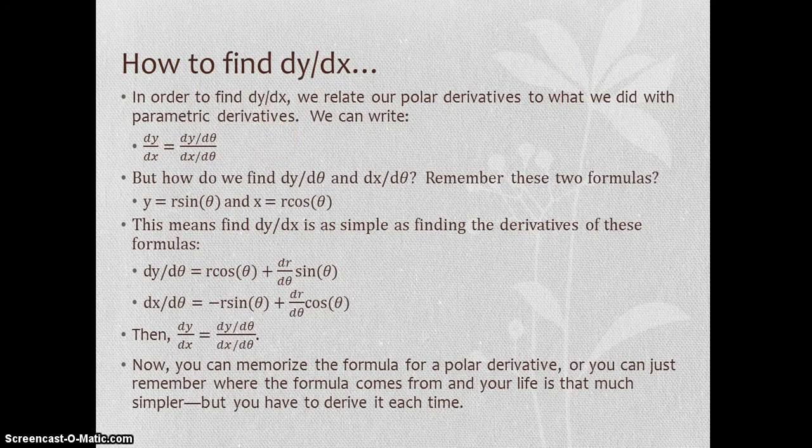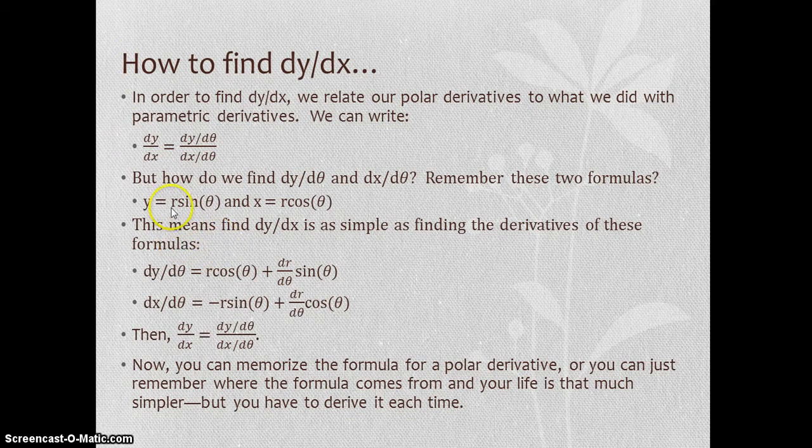So how do you find dy/dx? In order to find dy/dx, we relate our polar derivatives to what we did with parametrics. That is, dy/dx is equal to dy/d theta over dx/d theta, with the parameter being theta. So then the question is, how do we find dy/d theta and dx/d theta? That goes back to our conversion formulas, which we talked about in our lab. y is equal to r sine theta, and x is equal to r cosine theta. So that means that dy/dx is as simple as finding the derivatives of these two formulas.